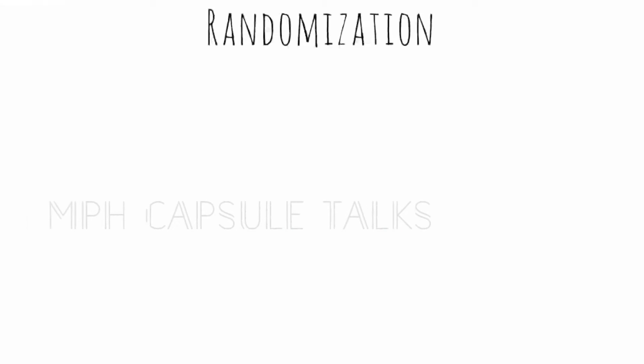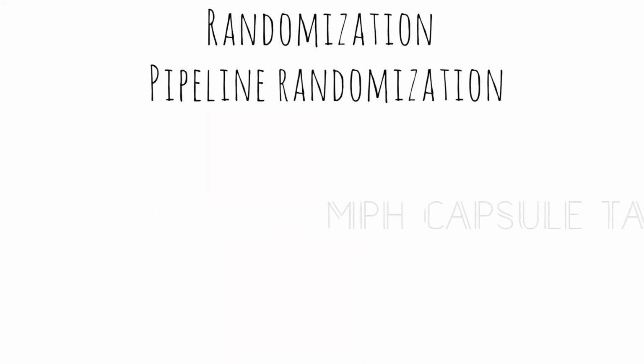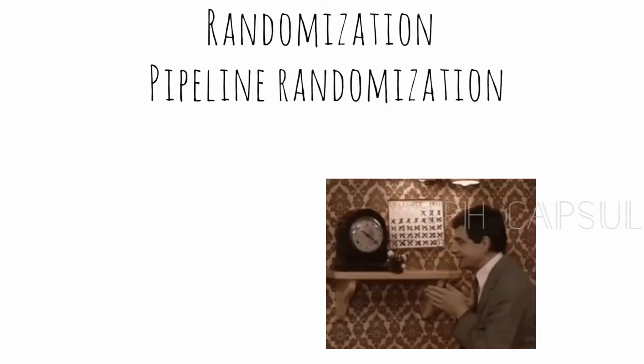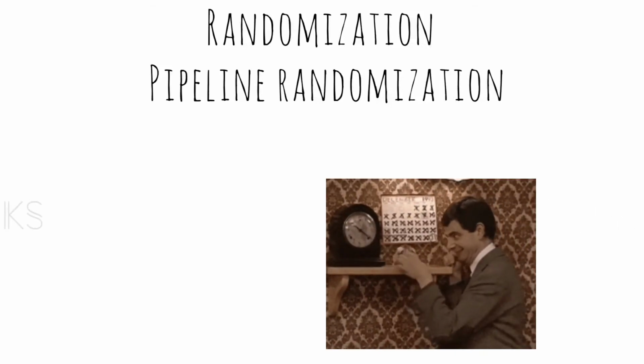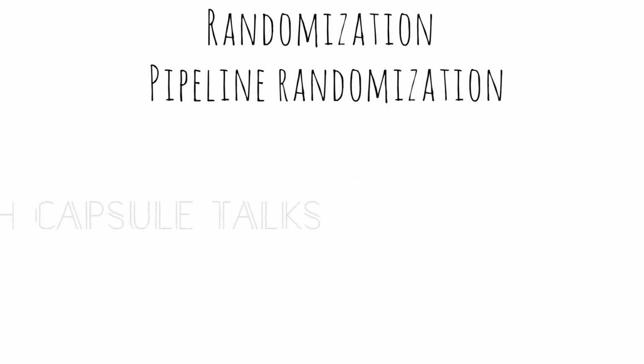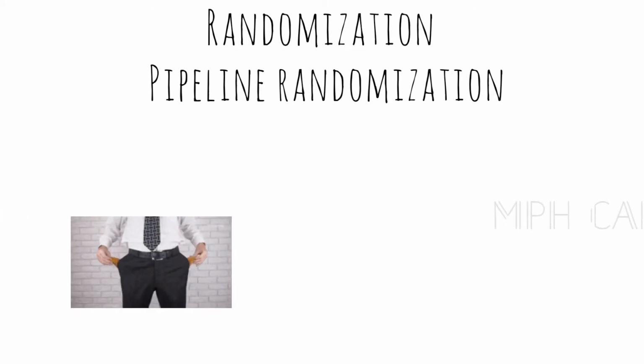So talking about the pipeline randomization, which means that all units of assignment will receive the program if it is found to be effective over time. So here it is the time of entry to the program that is randomly assigned. So it may be because of some constraints such as budgetary or logistics.